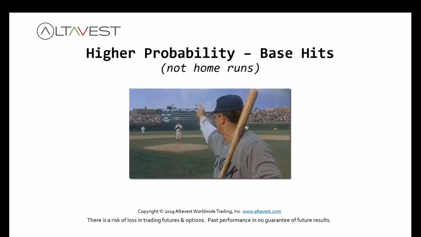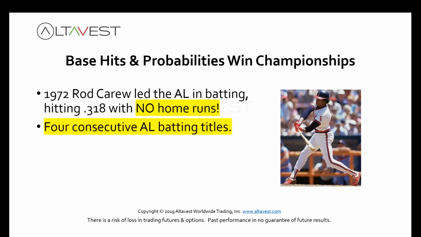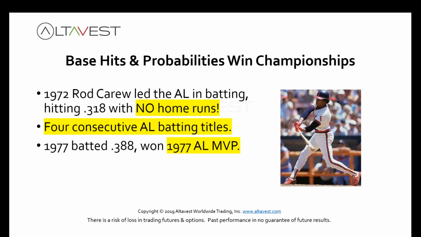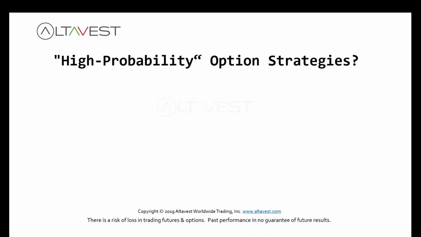Higher probability analogy here. Baseball. Is it more likely this guy's going to hit a grand slam or a single, a base hit? Well, we know the answer. Rod Carew, he had no home runs, but he was a batting champion. Batting titles, most valuable player, so on and so forth. So the idea is lots of base hits can win championships.